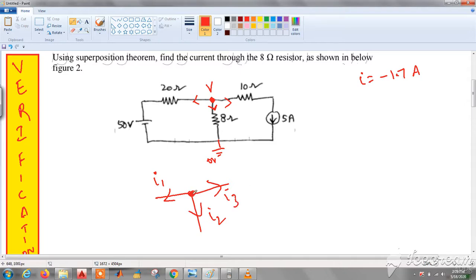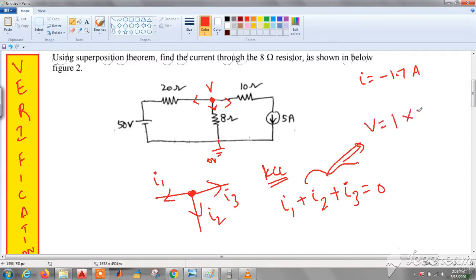Okay, so if we apply KCL at this node, what you will get? From KCL we'll get I1 plus I2 plus I3 is equal to 0. So just we have to expand I1, I2, I3 in terms of V and R. How we will apply this to Ohm's law? That is, we know V is equal to I into R. So I will be V by R.